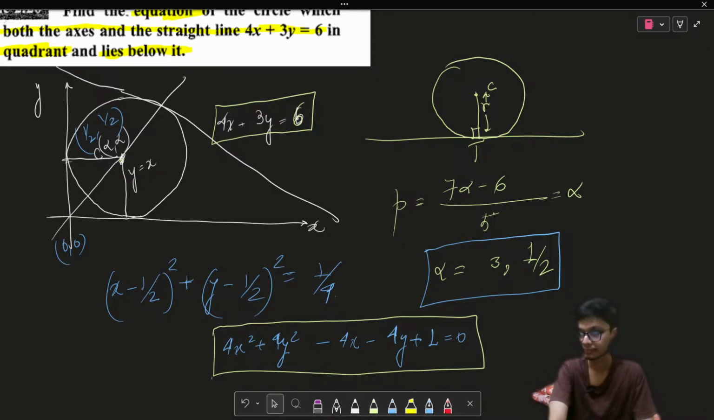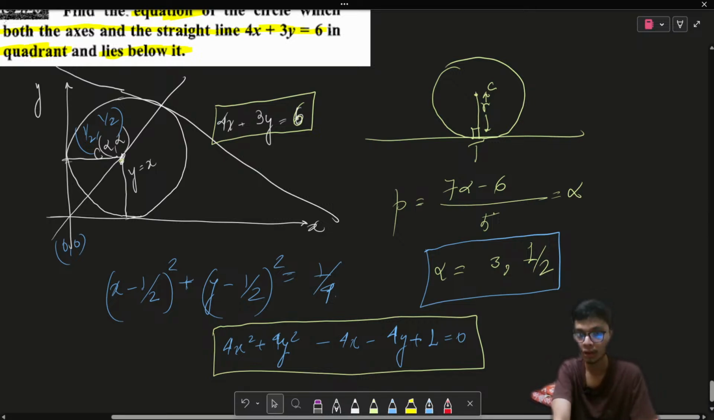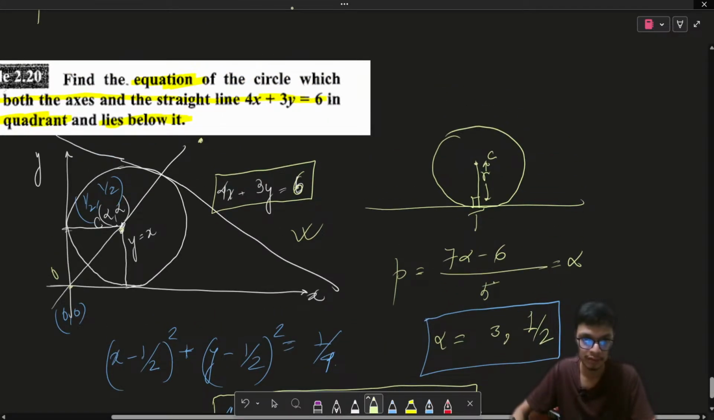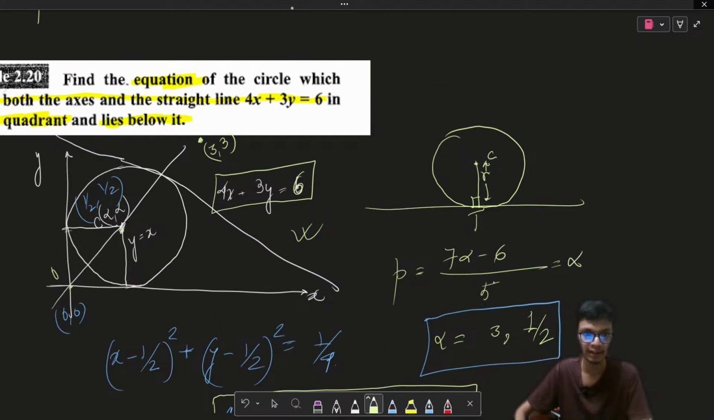Now, why did I choose the value of alpha as half? How will you understand this? You have to make sure that this center alpha comma alpha and the origin 0 comma 0 lie on the same side of this straight line, right? If your center is lying somewhere over here, say 3 comma 3, together with 0 comma 0, that is not possible because the circle should lie below the straight line, right?